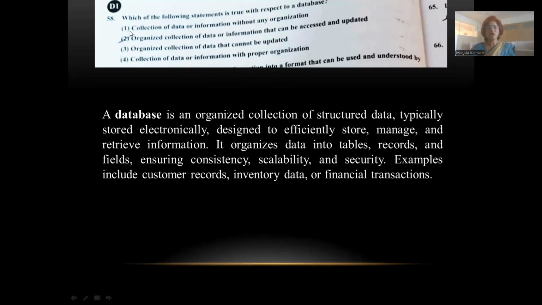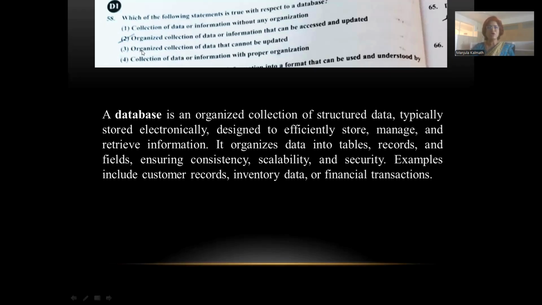So here we have options. Collection of the data or information without any organization. Database, it is an organized collection of the data. So the first option is wrong. Second one, organized collection of the data or information that can be accessed and updated, that is the correct answer. The data is organized properly and it is accessed as per the request of the user and it will be updated frequently.